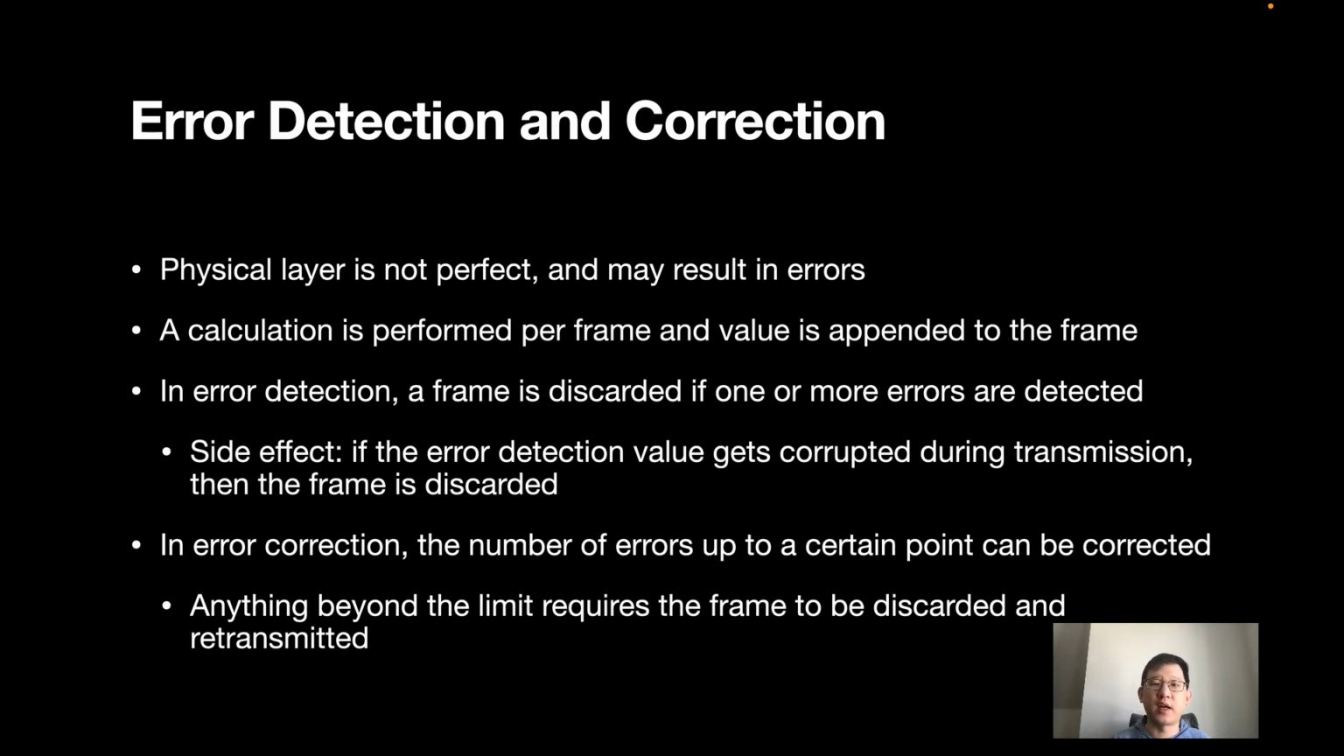In order to detect and/or correct errors, a calculation is performed per frame and a value is appended to the frame. Now, for error detection, a frame is discarded if one or more errors are detected. And the side effect is that if the error detection value gets corrupted during transmission, then the frame is discarded as well. Now, in error correction, a number of errors up to a certain point can be corrected, and anything beyond that limit requires the frame to be discarded and retransmitted, just like in error detection.